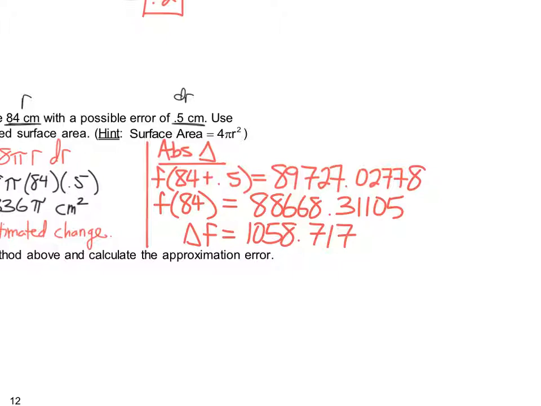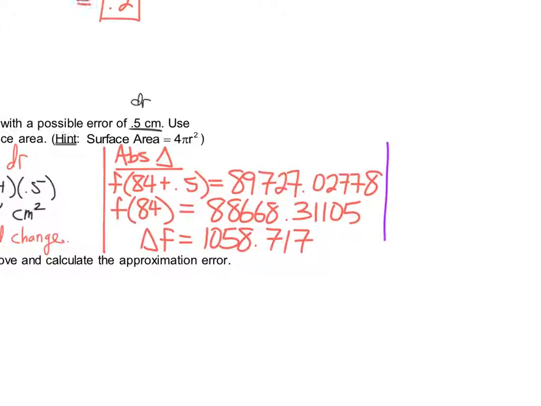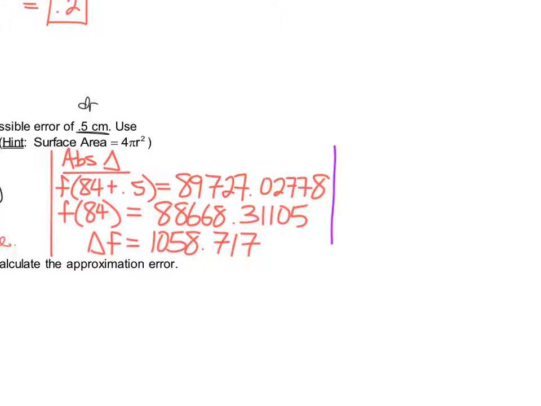1058.717 minus this. So it's off by pi. That's cool, I guess. I don't remember why that's the case. But the estimation error is approximately 3.14 square units.